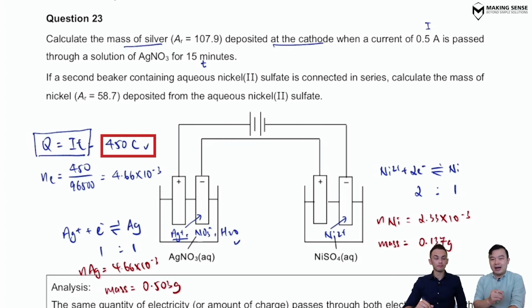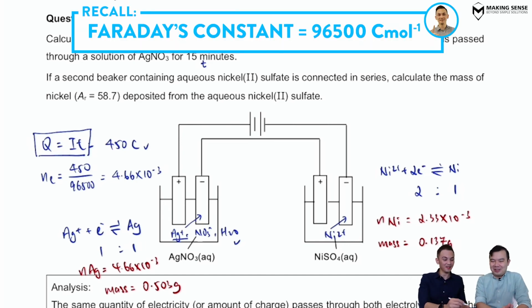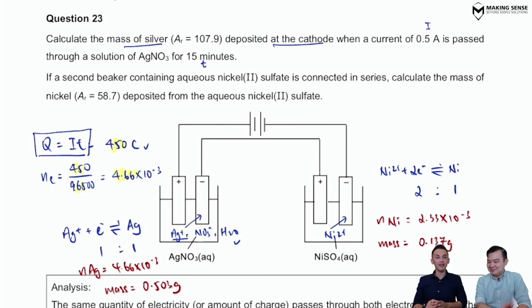Now, based on that, I need to find out the number of moles of electrons being transferred. Mr. William, can you run us through how we normally do that? Always remember, one mole of electrons is 96,500 coulombs. Right now we have 450, so you just divide by 96,500 and you will know exactly how many moles of electrons are present. So it's always calculating the charge, then changing it to the number of moles of electrons.